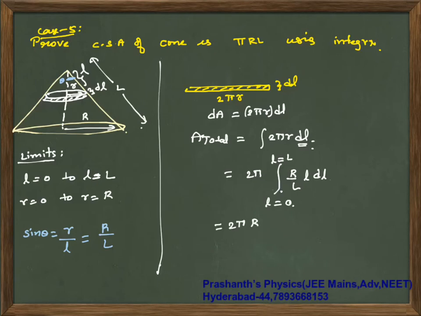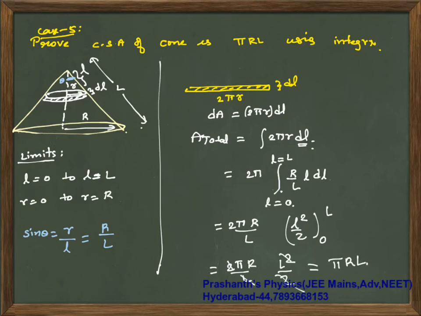So that will give you 2 pi R by L times L square by 2 from 0 to capital L, that is equal to 2 pi R by L times L square by 2. 2 will go off, L will go off. So finally you are going to get pi R L. So for a cone, this is how you take the small strip for curved surface area.